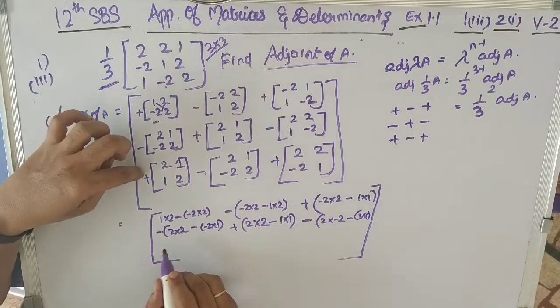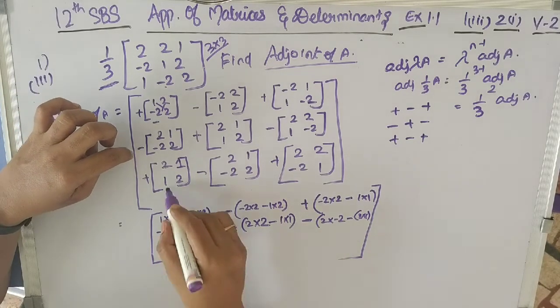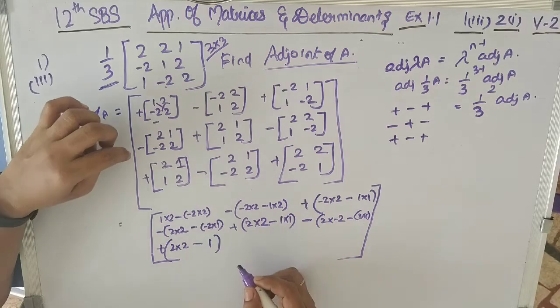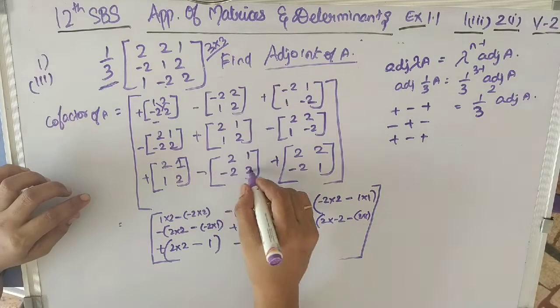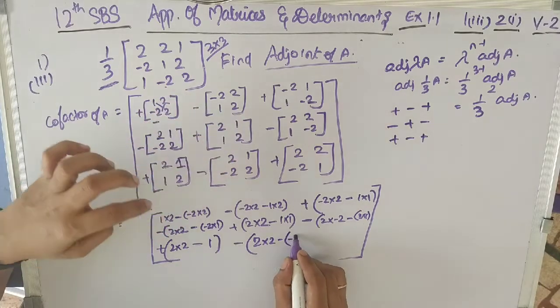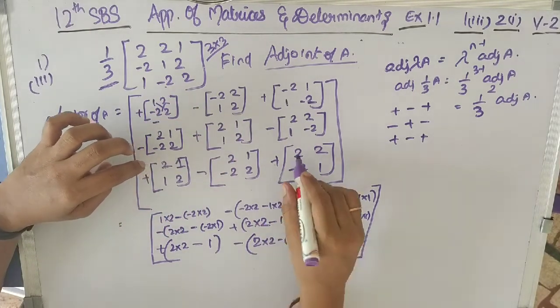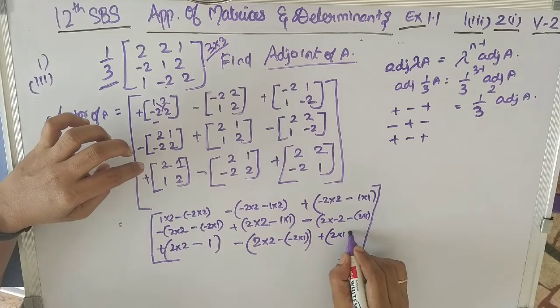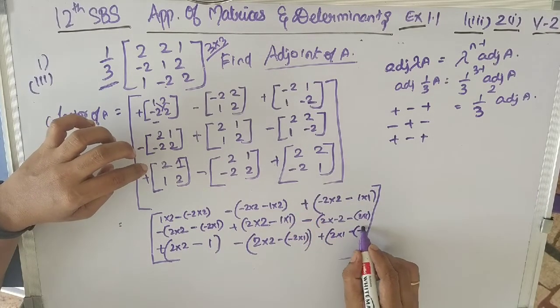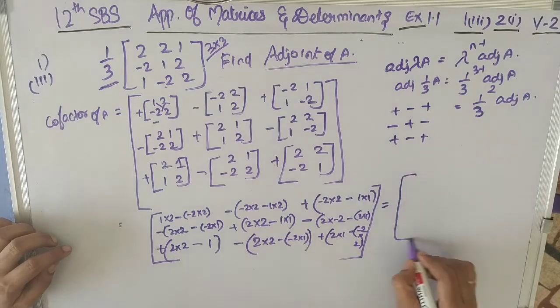Clear? Now the next place is 2 into 2 minus of 1 into 1 minus 2 into 2, that is 2 into 2 minus of minus 2 into 1. Okay. Now the last place is plus of 2 into 1 minus of minus 2 into 2. Clear? Now I am going to calculate the value.